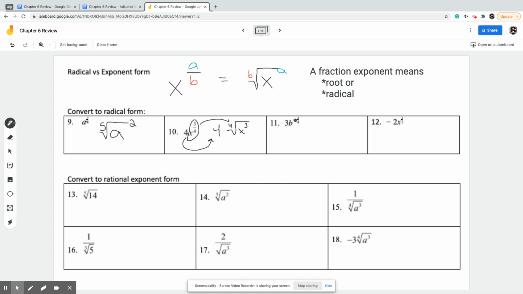Number 11 is slightly different because it's negative, but negative just means fraction bar, put it on bottom. So I need to see a fraction bar. I'm going to take this and move it down. So it's going to be 3b to the positive 3/4. And when I rewrite that, since it's a fraction exponent, I put a radical, and that's my answer.